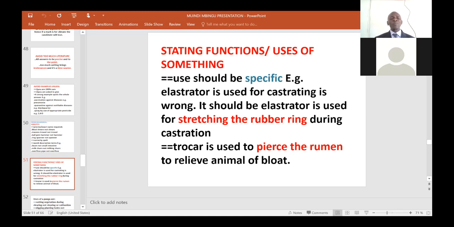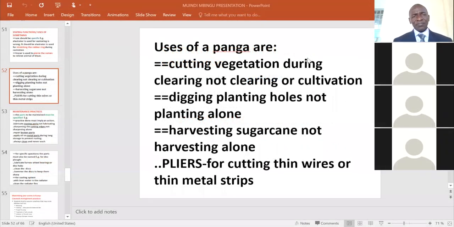Trocar is used to pierce the rumen. Don't say it is used to relieve the animal of bloat. The exact role that it plays during that operation is to pierce the rumen. On uses of a panga, cutting vegetation during clearing. We had said earlier, you don't say a panga is used for clearing alone. That does not accurately bring out the use of a panga. Digging planting holes is okay, but you don't say planting alone. That a panga is used for planting, that one is not right.